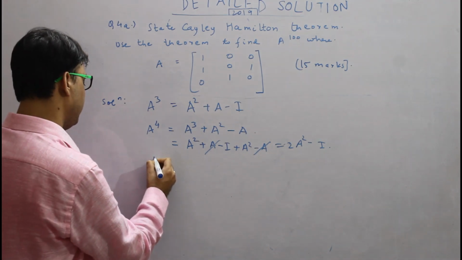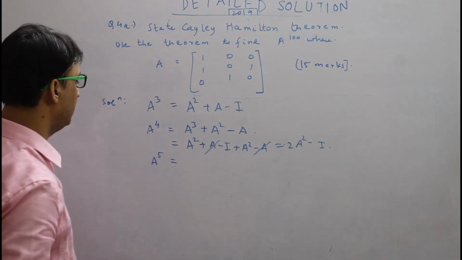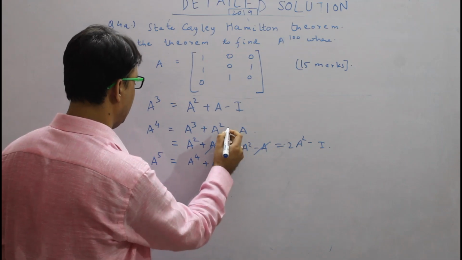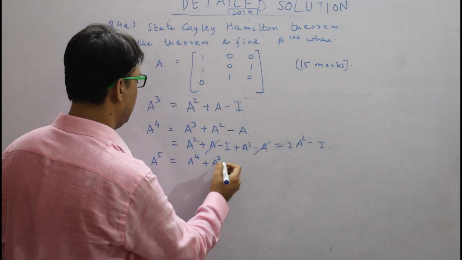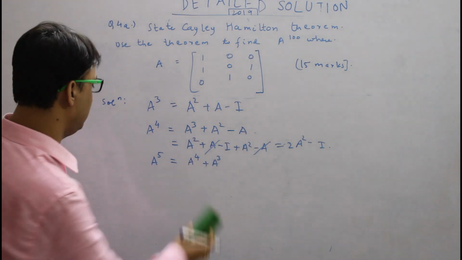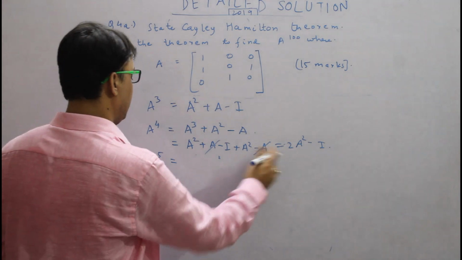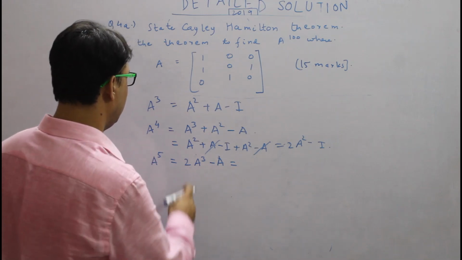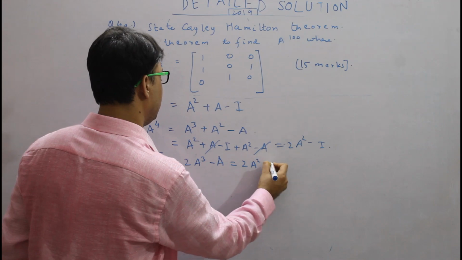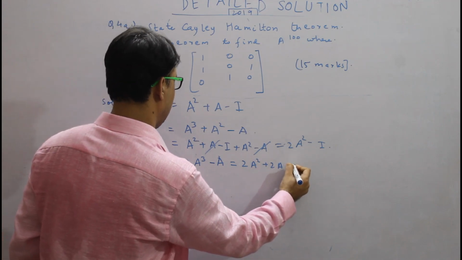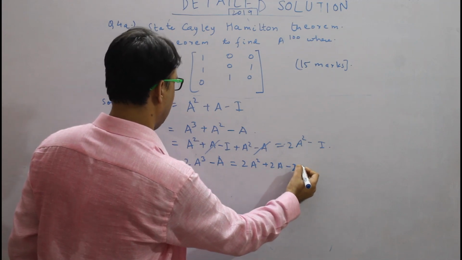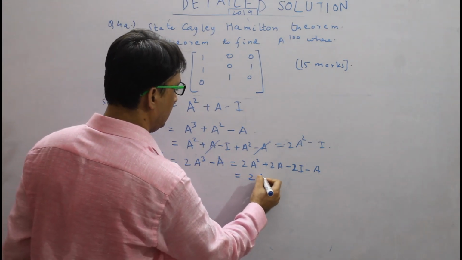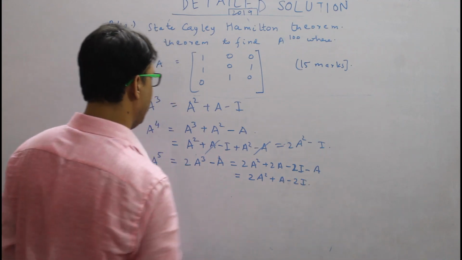Similarly, we can move further. We can write this as A to the power 5. I am multiplying here with A. So that means this is 2A cube minus A. So I am going to use this value. This is 2A square plus 2A minus 2I minus A. So this gives me 2A square plus A minus 2I.